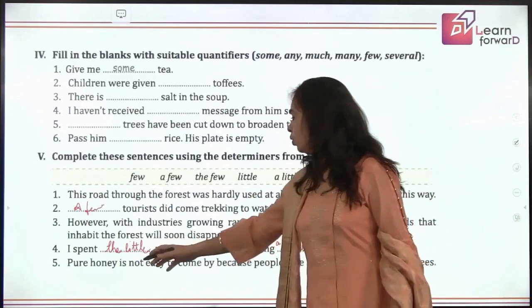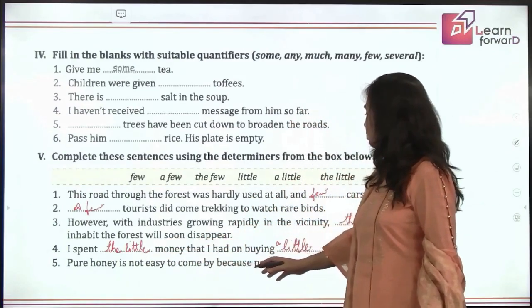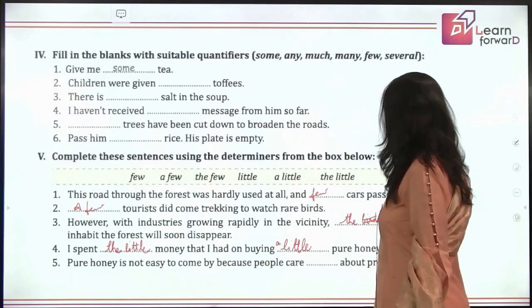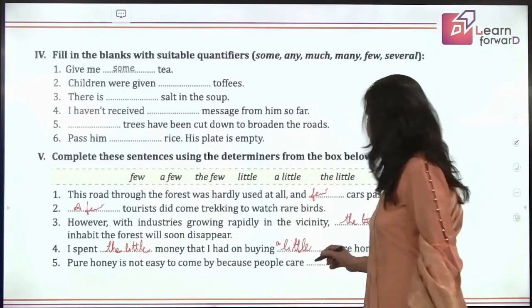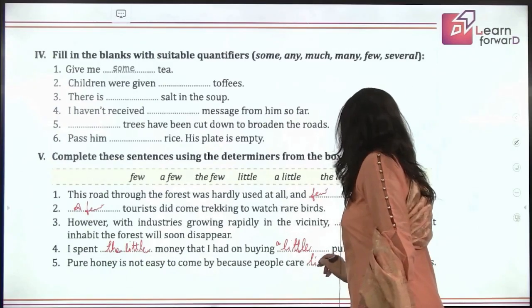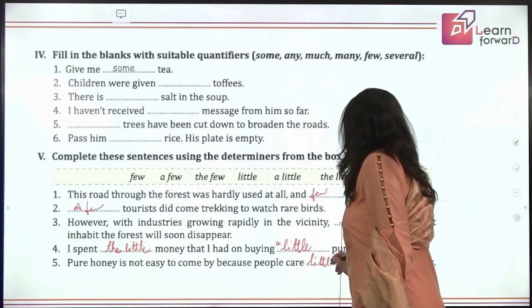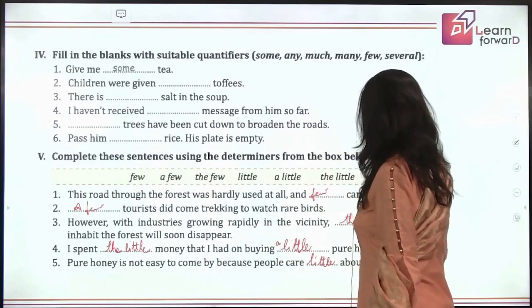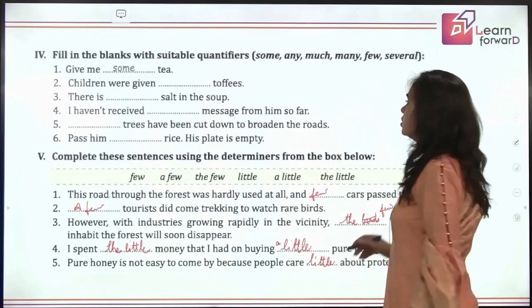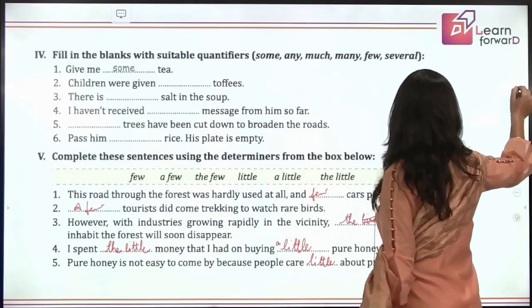Next, pure honey is not easy to come by because people care dash about protecting bees. People hardly care. That means people care little about. Yes, right? So this is what we mean by not sufficient.